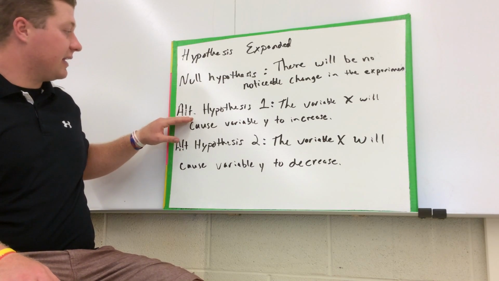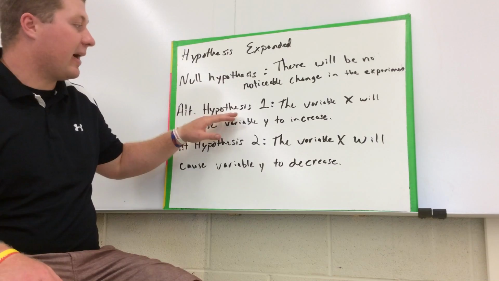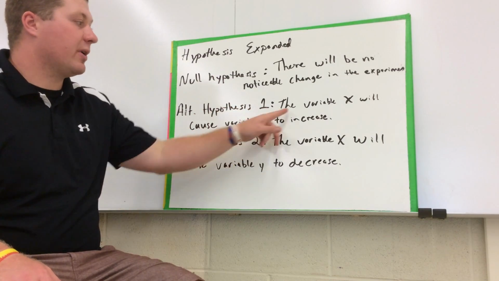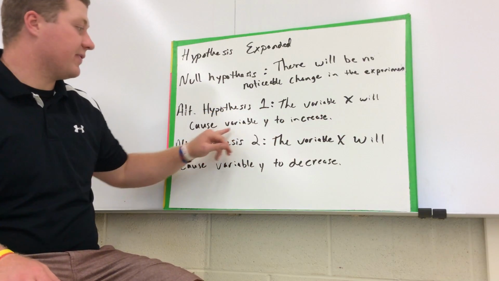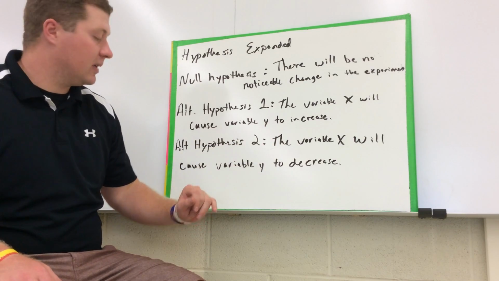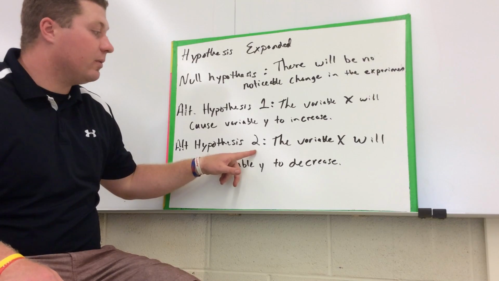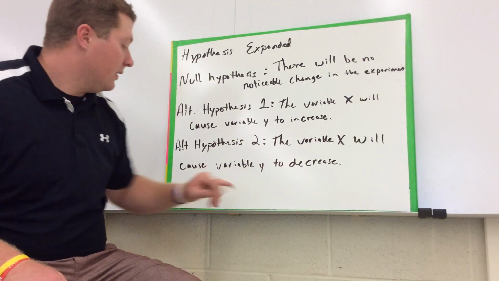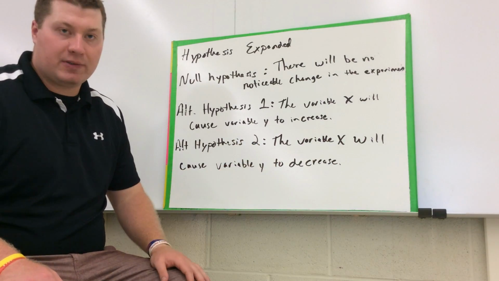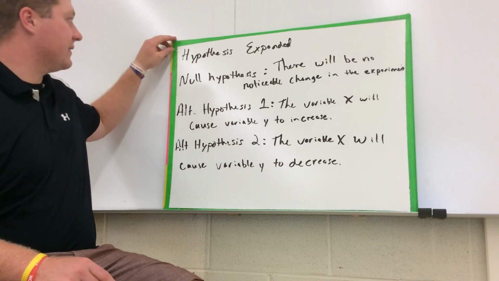The next thing is what we call alternative hypothesis 1. This is where the variable x will cause variable y to increase. And you'll see an example of that on the next slide. Alternative hypothesis 2 is that the variable x will cause variable y to decrease. So let's take a look at these in our example.